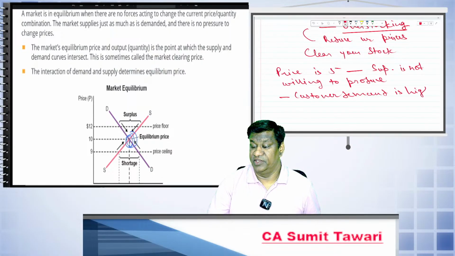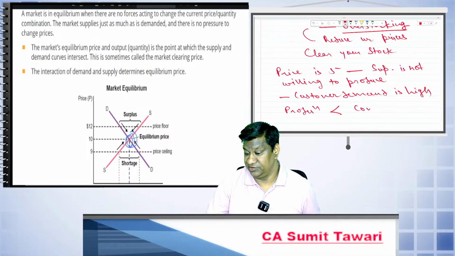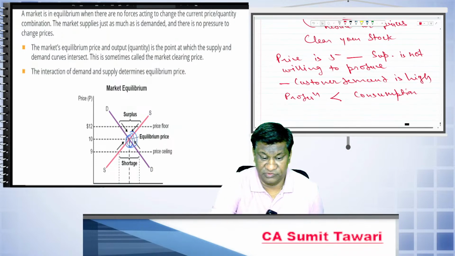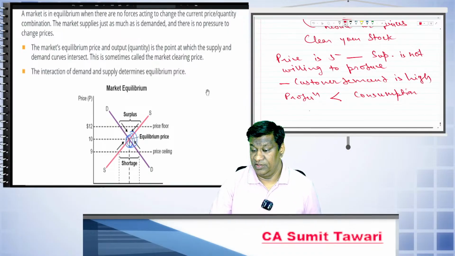Okay, so what happened here? Production is less than consumption. So what would be the situation if this is the scenario? What is the outcome? Shortage.